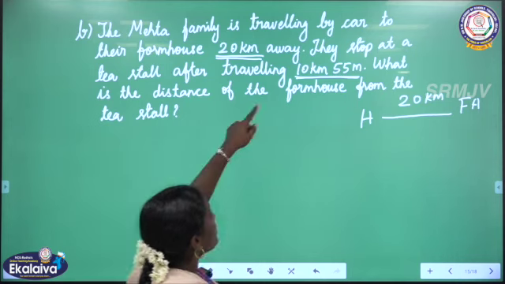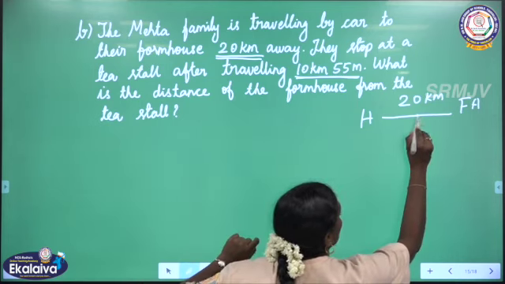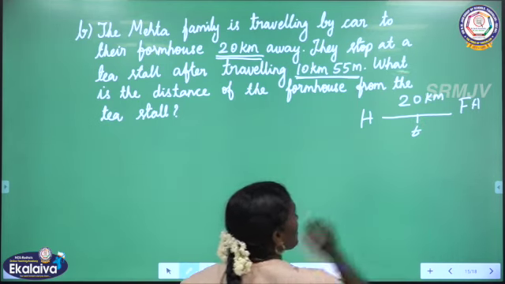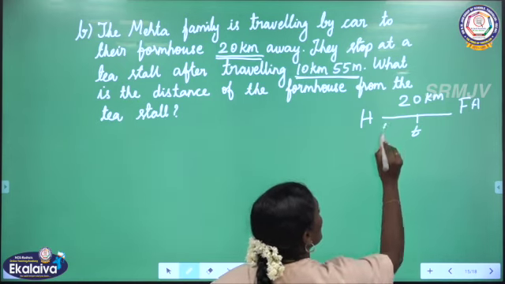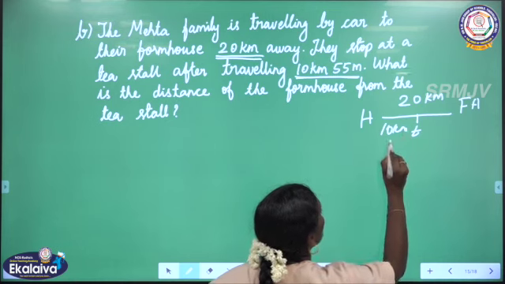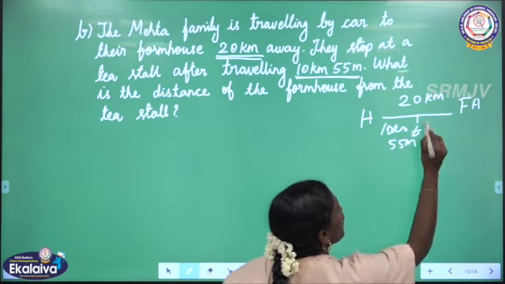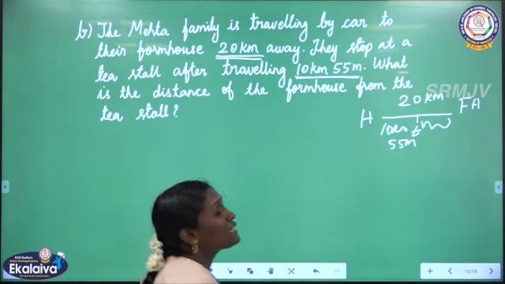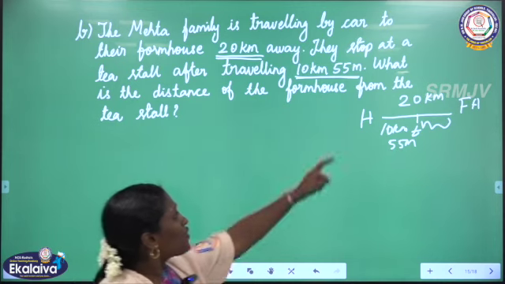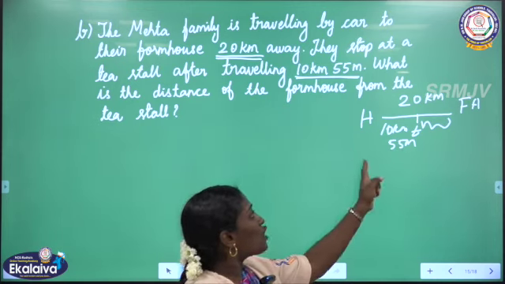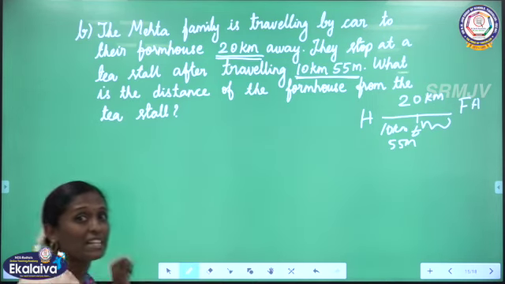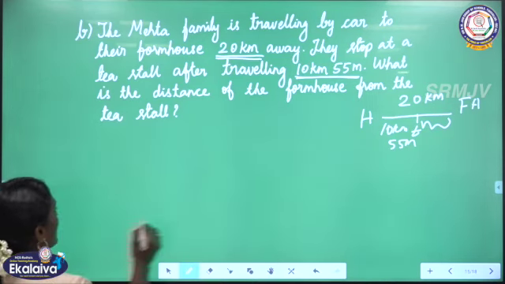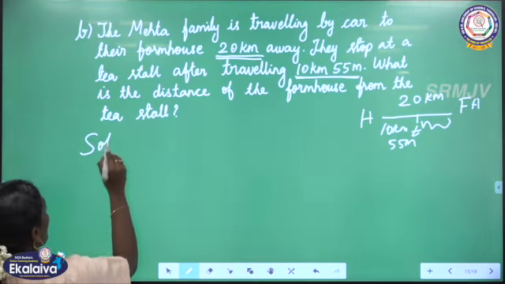After traveling some distance, that is the tea stall. They are stopping at the tea stall. The distance from house and tea stall is 10 kilometer and 55 meter. Now we are going to find the remaining distance. For that, from the whole distance, we have to subtract the distance they traveled. Then we will get the remaining distance. Let us start the solution.